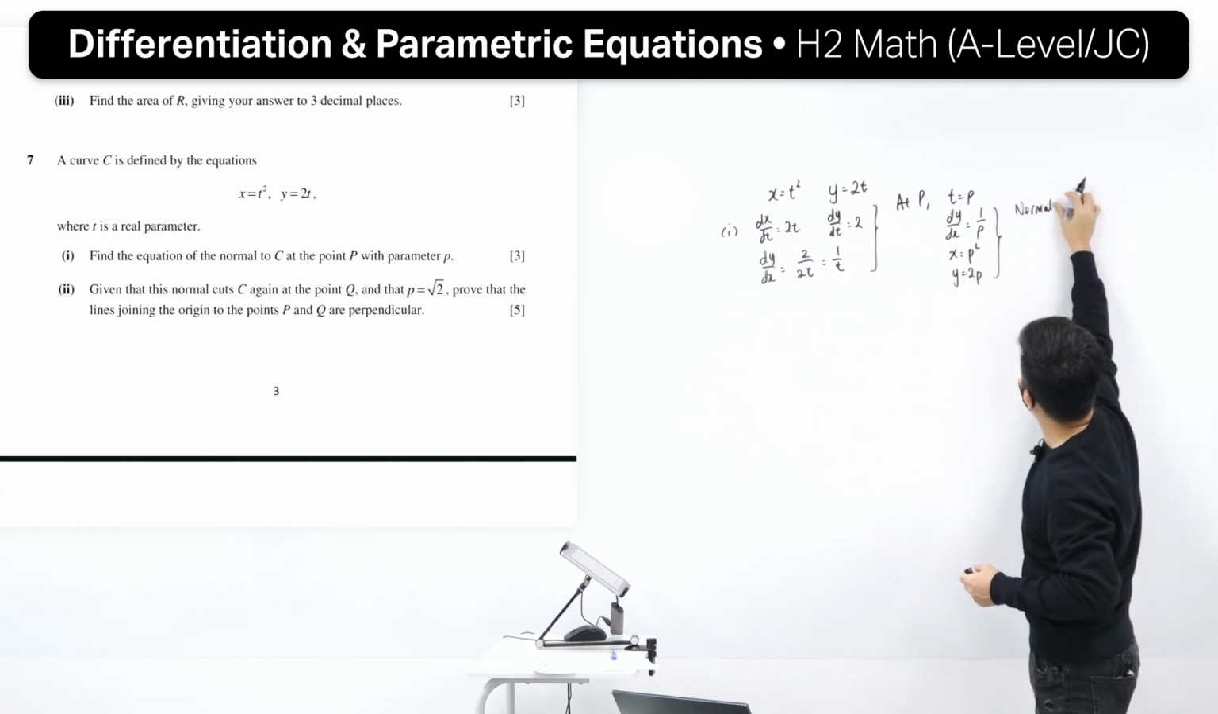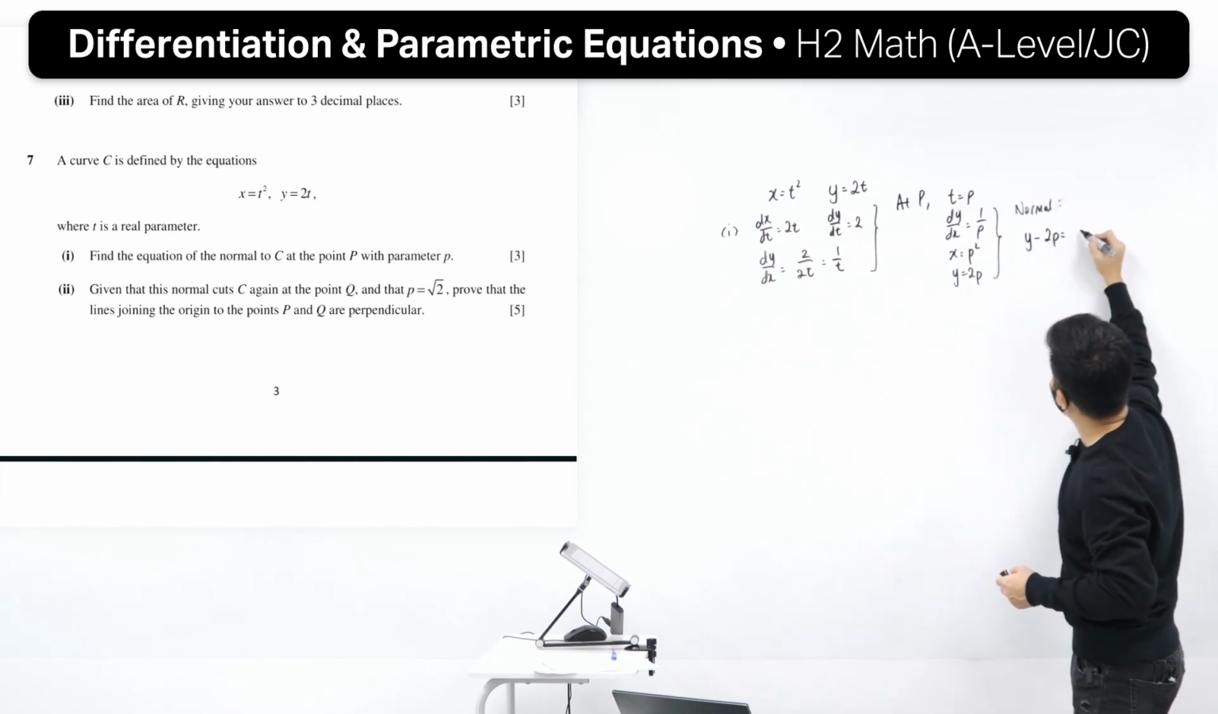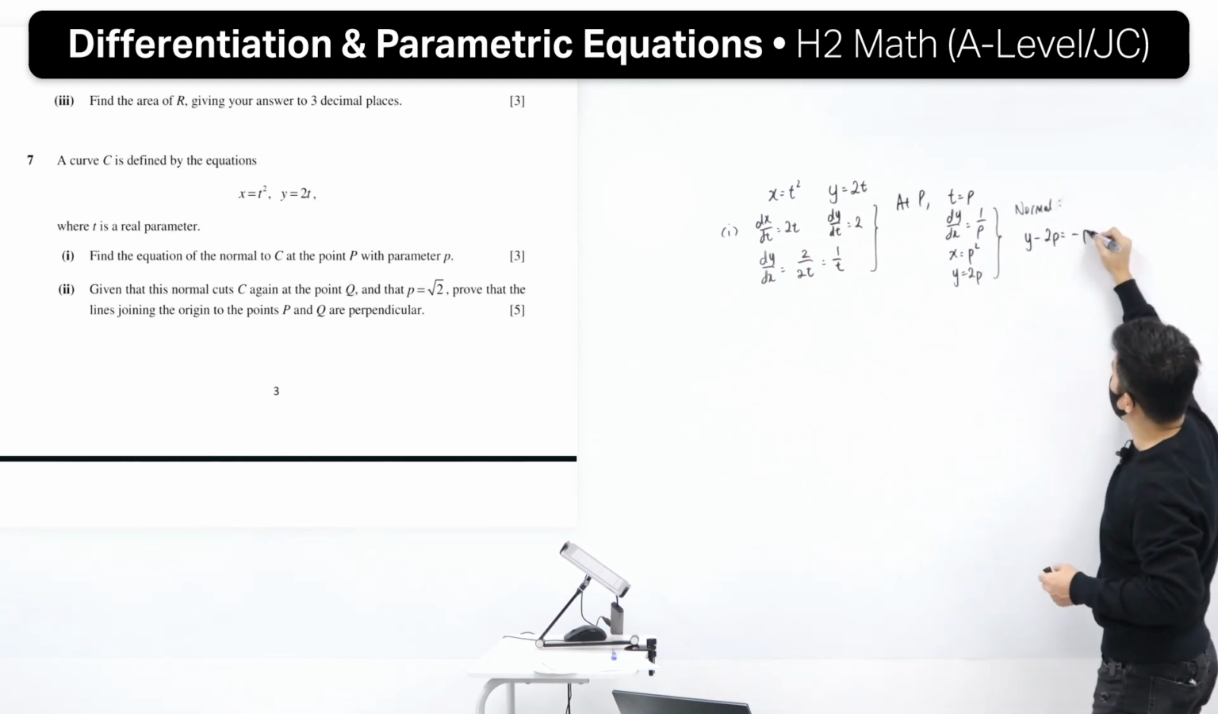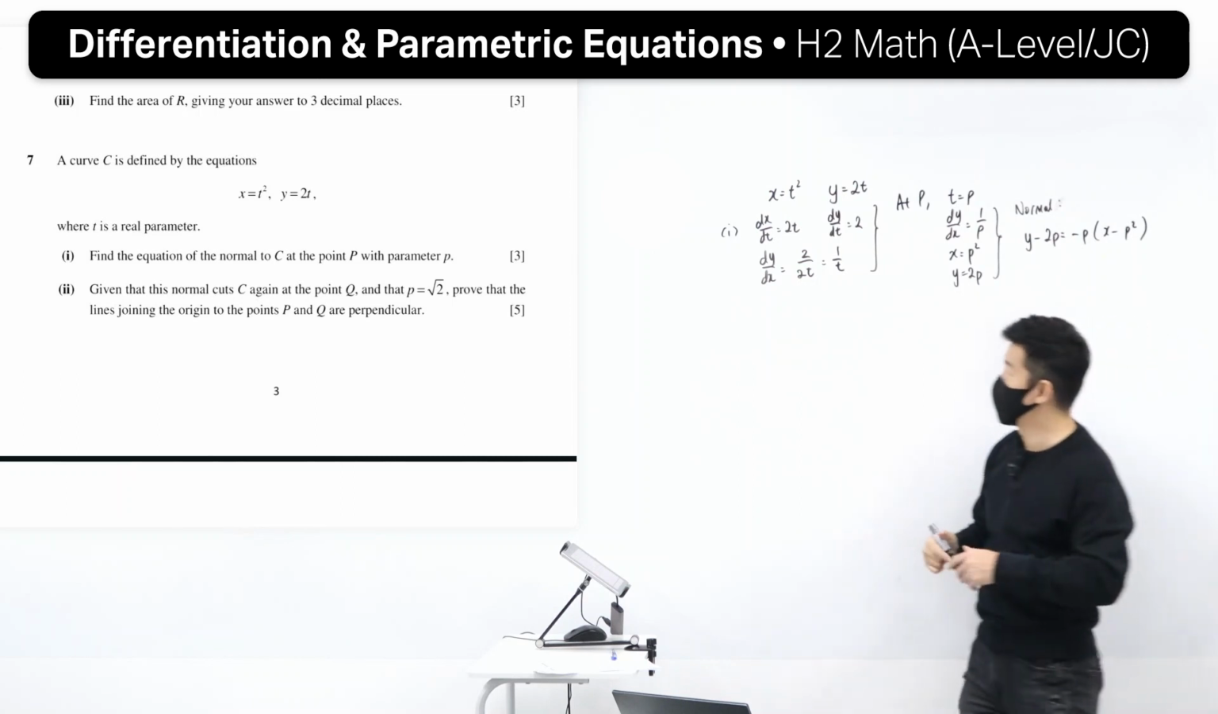The equation of the normal will be y minus the y coordinate is equal to the gradient of the normal, minus p, times x minus the x coordinate. So I have this equation of the normal. Part 1 done.